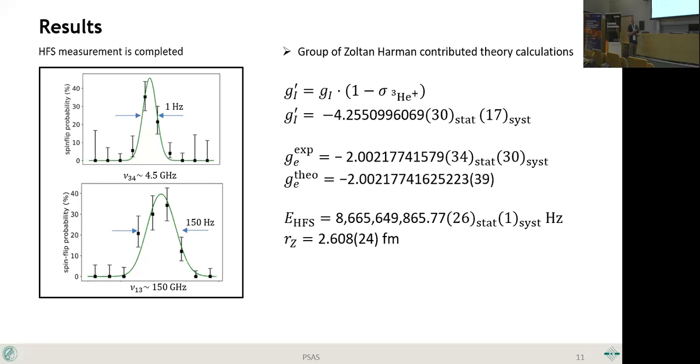And then the nucleus g factor. So I give the value here for the shielded one. You can see here, and this is about a factor of 20 better than the old indirect measurements, and it's a direct measurement. And for the hyperfine splitting, we reach quite a bit better relative uncertainty. And our theory colleagues use that to extract the Zemach radius to a few percent, to this accuracy here.